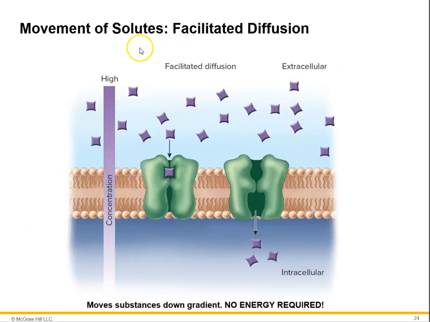Here's an example of facilitated diffusion. So you have a high concentration of solutes on the outside of the cell, and then a low concentration of solutes on the inside of the cell. Here's your carrier protein. Here's a solute that goes and it connects with the binding site of the carrier protein, and then the carrier protein facilitates the movement of that solute across the membrane. Remember, this is going down the concentration gradient, so there's no energy required.